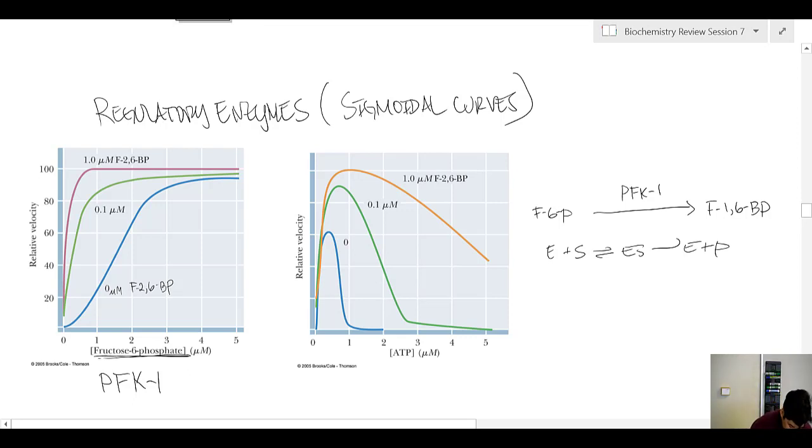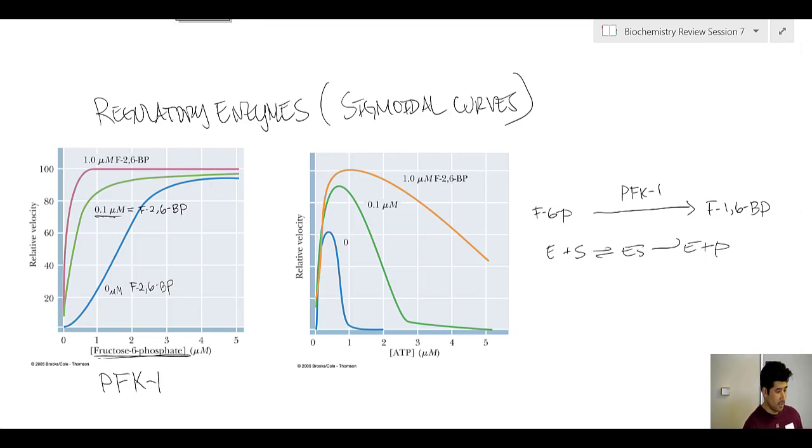But look at this. Look at this green line right here. And this is exactly what I mean by allosteric effectors. Look at this green line. Whenever you have 0.1 micromolar of fructose 2,6 bisphosphate, what has happened to the relative velocity?